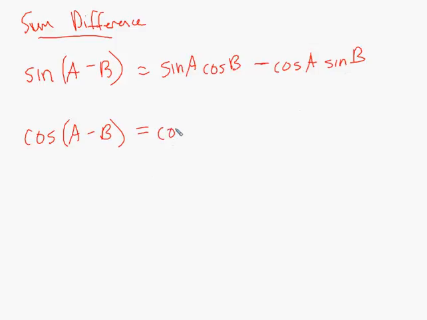Cosine of A minus B is cosine A cosine B plus, see it's a difference, but with the cosine it switches, sine A sine B.